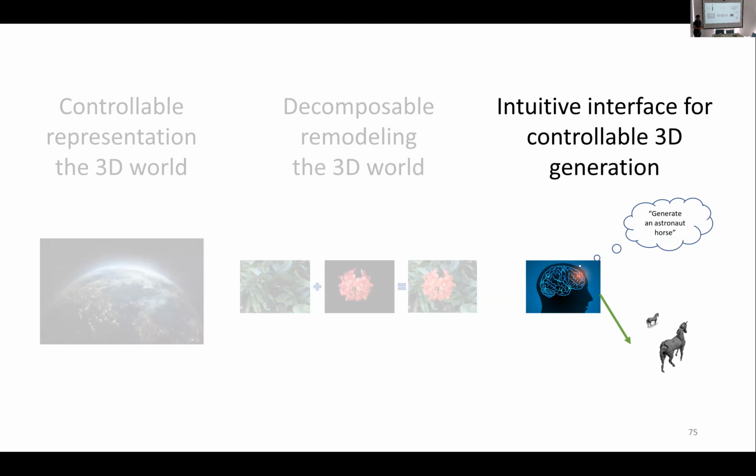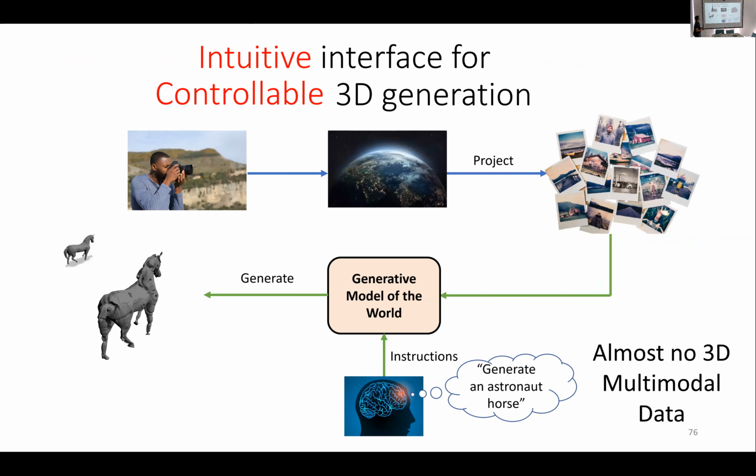Okay, so now I want to talk about the last challenge. We talked about how we can decompose the world, reconstructing it from 2D observations in a decomposable way. The last challenge is about how we can now generate novel content that we have never seen before. We want to do it using intuitive manners, for example using text or instructions.